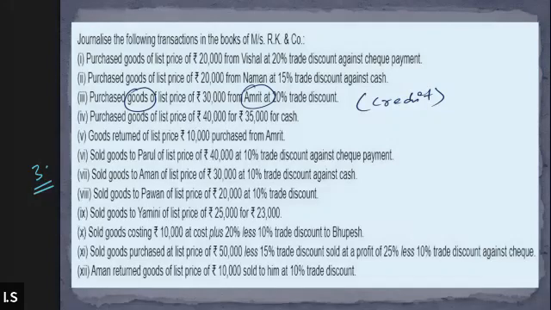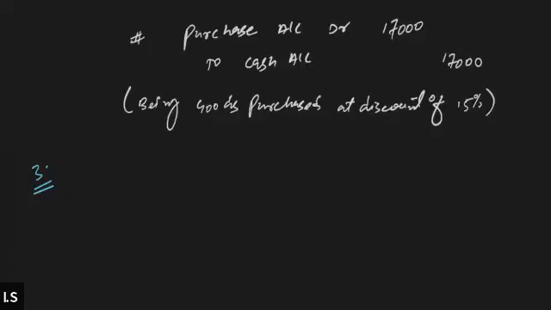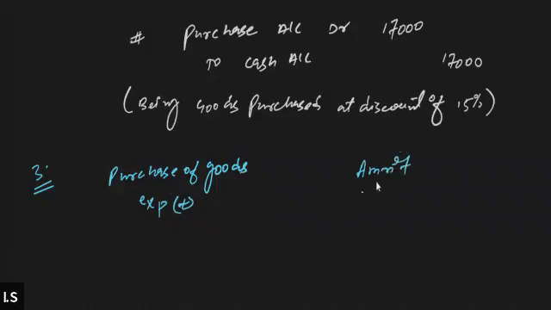So what is happening in the third transaction, when we are buying goods? First of all, our expenses are increasing. Purchase of goods is an expense. Expenses are increasing, number one. Number two, since we are buying it from Amrit, Amrit is a seller. And since the name of the seller is given, we will presume that we must have bought the goods on credit. Amrit is a creditor, since he's providing us goods on credit.